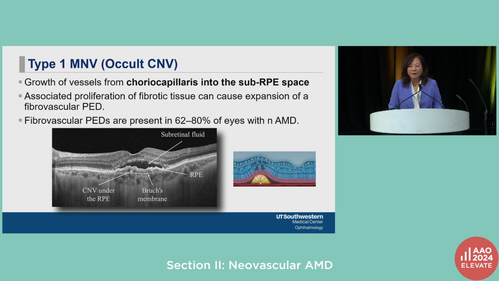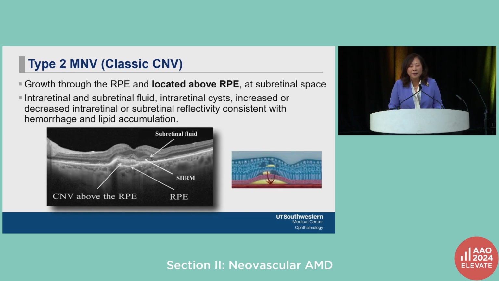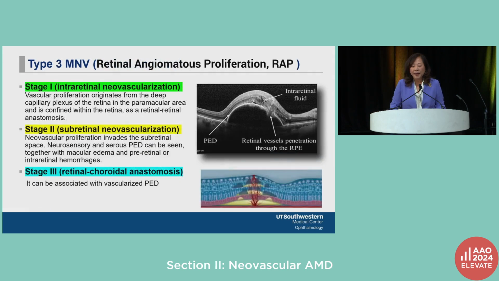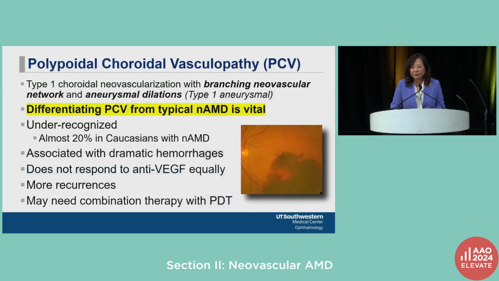In type 1 MNV, the growth of new vessels is from the choriocapillaris into the sub-RPE space. In type 2 MNV, growth is through the RPE and located above the RPE at the subretinal space. And there can be a combination of type 1 and type 2 MNV. Type 3 MNV, or retinal angiomatous proliferation, has been aided by the OCT in being able to classify the 3 stages of its development.